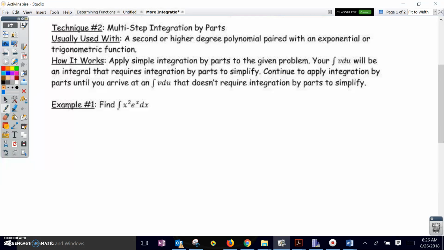Alright, first of all, I'm going to decide my first u and my first v. Looking at this, I've got a polynomial and an exponential. Polynomials come first in my hierarchy, so I'm going to let u be equal to x squared, and dv be equal to e to the x dx. Find my du. Wow. And then I find my v.